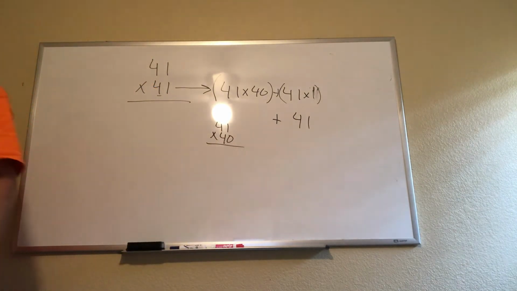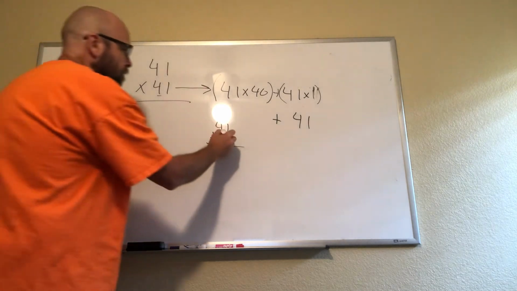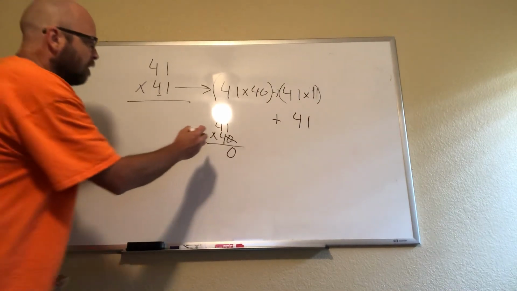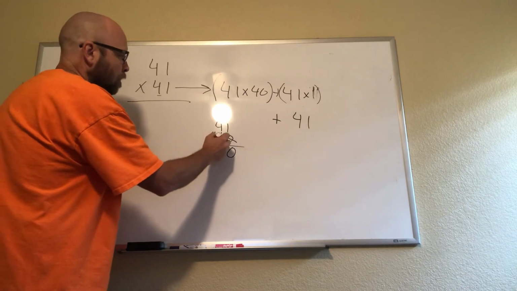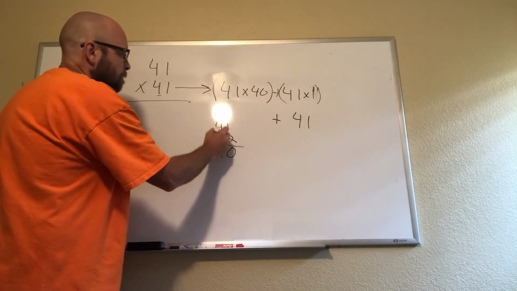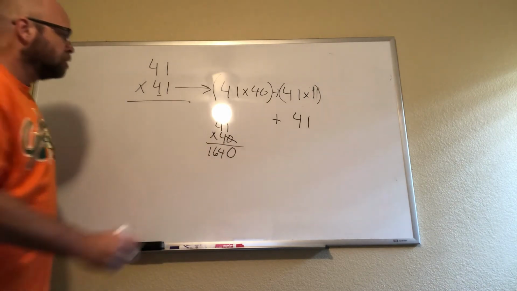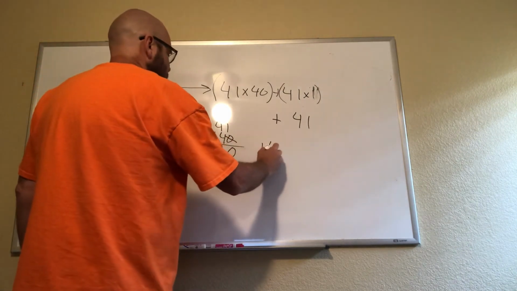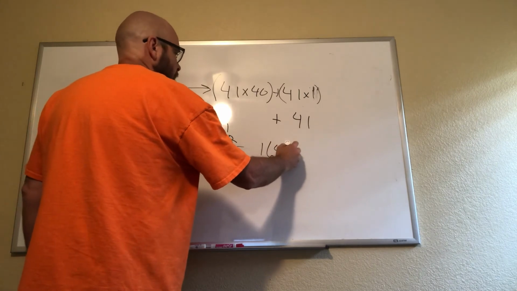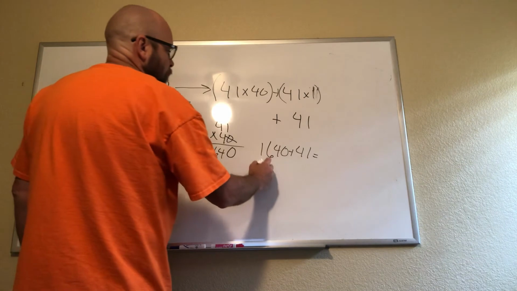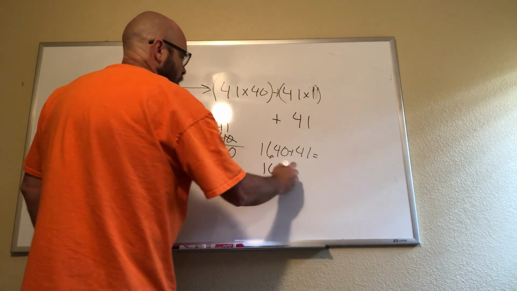is easy once again, because all I have to do is move this 0, can come straight down to the ones place, and then all I'm doing is multiplying my 4 by 1, which is 4, my 4 times 4, which is 16. So now I have 1,640 plus 41, and that should give me 1,681.